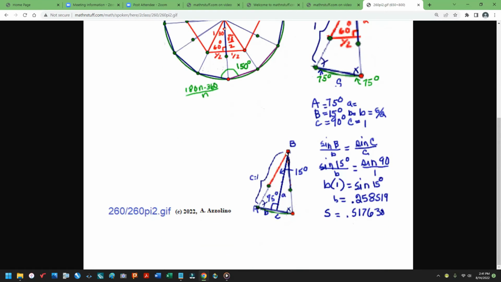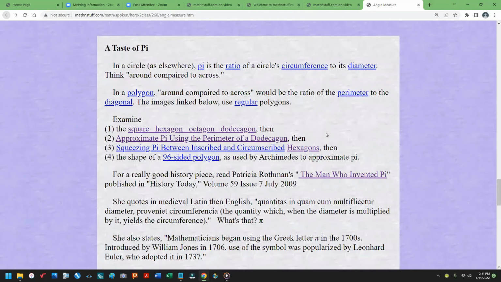And now you wish this length to get that length. You have to use the sine law. I'm just going to skip that. I'm going to go back to where we were.